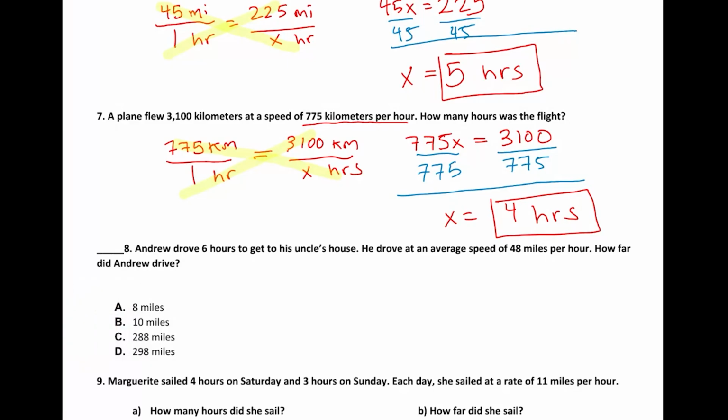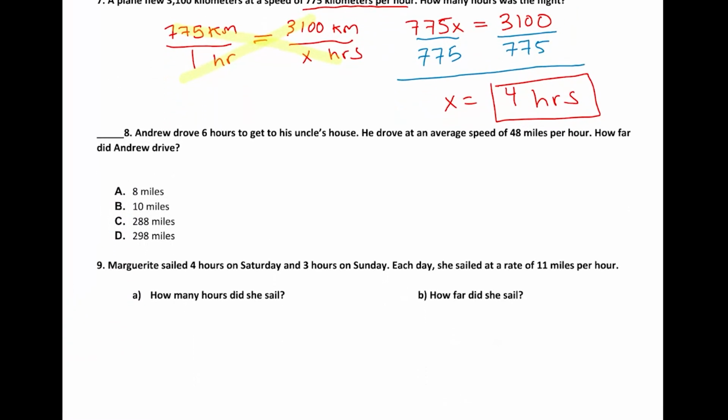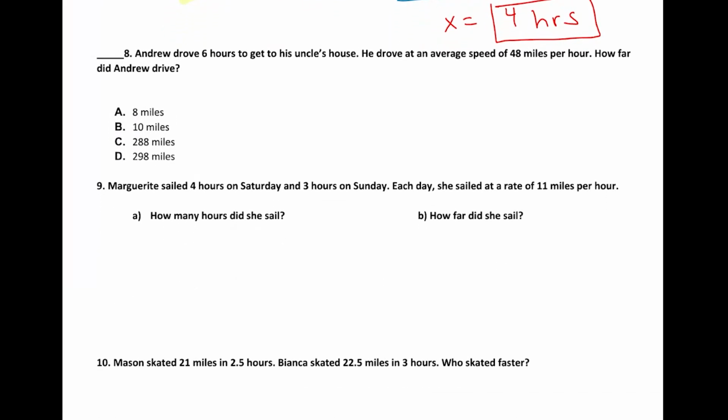Number 8. Looks like we got a pretty short homework tonight. Andrew drove 6 hours to get to his uncle's house. He drove at an average speed of 48 miles per hour. How far did Andrew drive? Okay, so we're going to start off with that 48 miles in 1 hour. And we want to know how many miles did he travel in 6 hours?